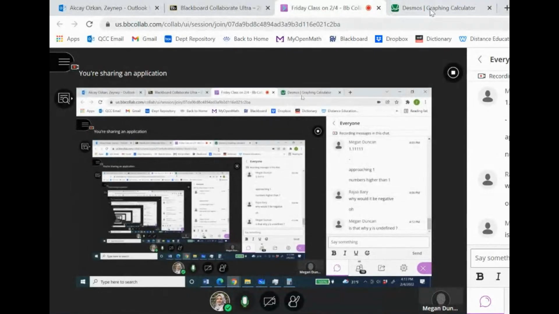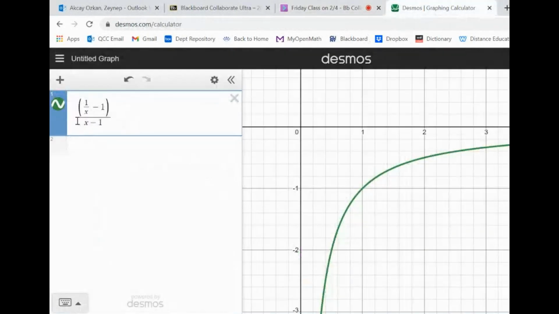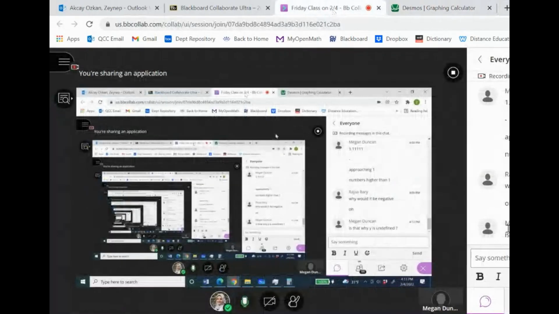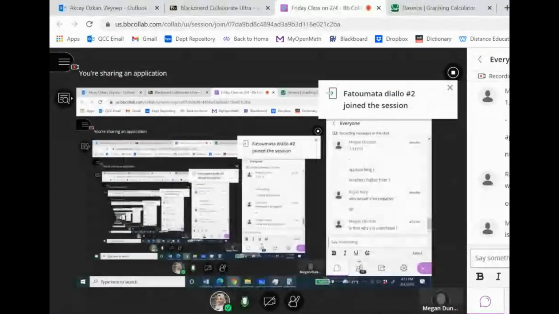Why is y undefined? Because we cannot plug in 1 to this function. When you want to plug in 1, it tells you that the function is not defined there, because it would cause a division by 0, right? It would cause a division by 0, so it tells you it is not defined.